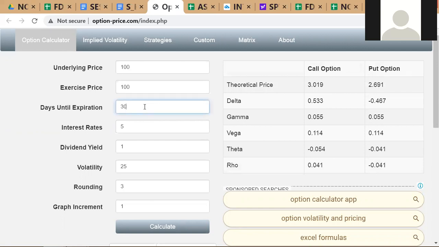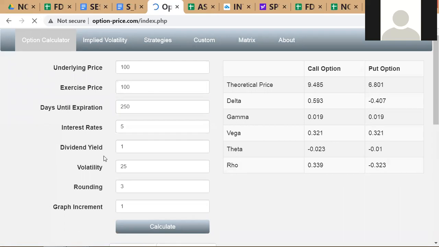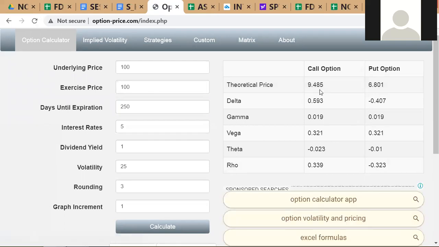Let me show you something. Days, I'm going to change this input. Okay, notice what happens to this 3.02. It's 30 days. I'm going to change it from 30 days to, let's say, 250 days. What happens? You see the change? 3.02 to 9.5. 250 trading days is what we count for 1 year. Can you see this? Did I change the underlying? No. But I changed another factor, and it affects the value of the derivative product.